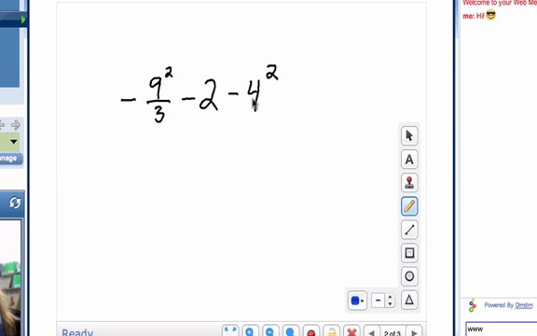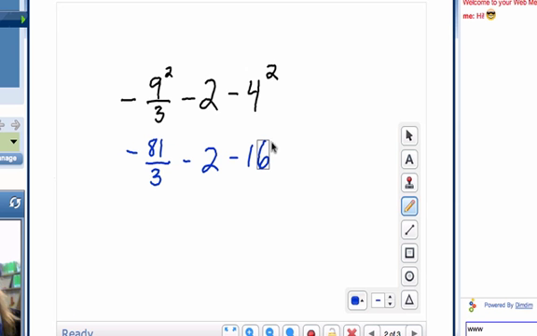So remember, no parentheses, so we go straight to the exponents. And there's not a parentheses around the 9 over 3, so the exponent only applies to the 9. And this negative is not included in that. So this is a negative 81, so it's just 9 times 9. So that's negative 81 over 3, minus 2 minus, I'm going to do this 4 squared, which is 16. So I've evaluated my exponents.